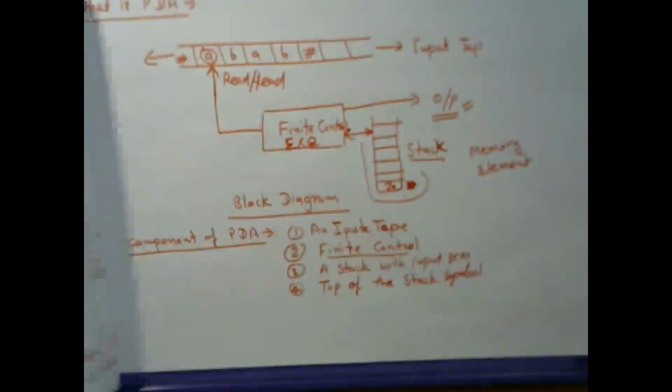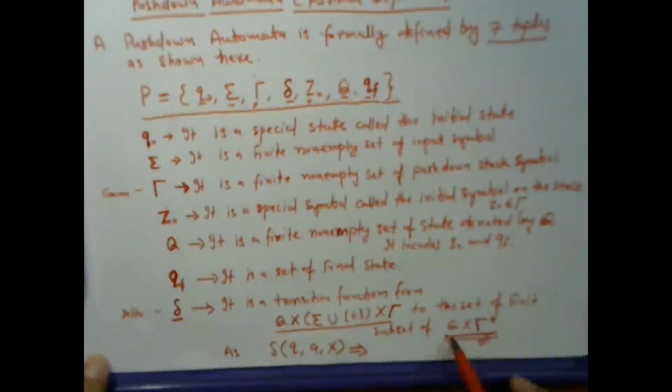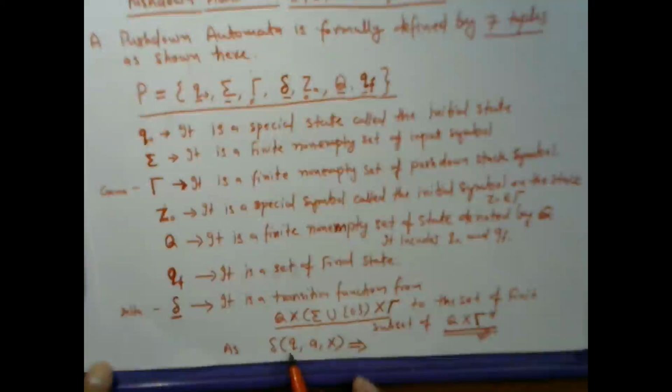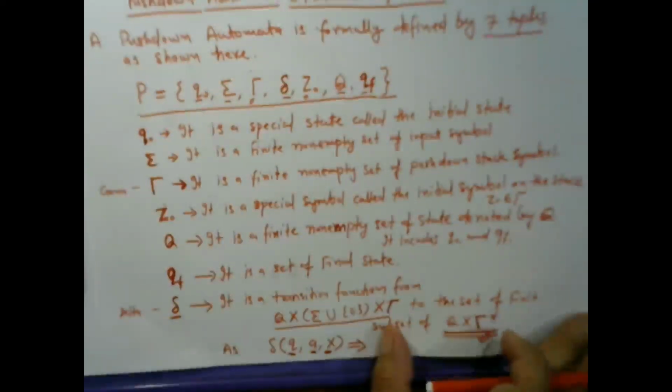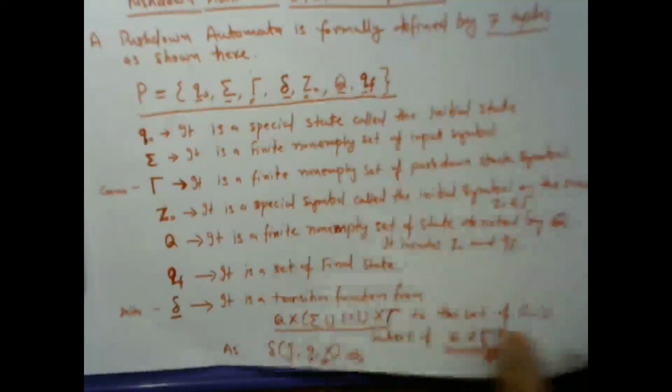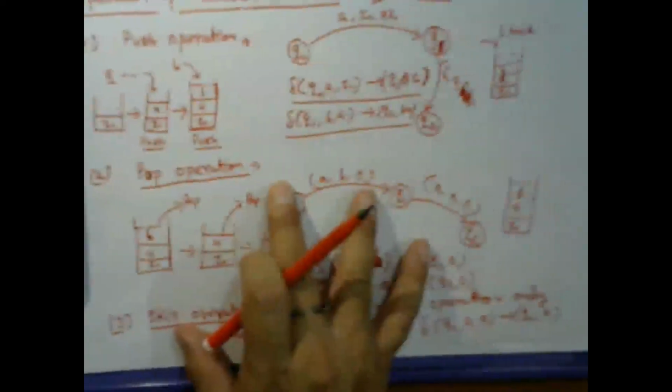What action should be taken? What state will you get? This is your Q, sigma, and stack top, and that gives the desired result. Q is the current state, then the input, and the top symbol of the stack. This is how a PDA is processed. Now there are some operations of the pushdown automata.